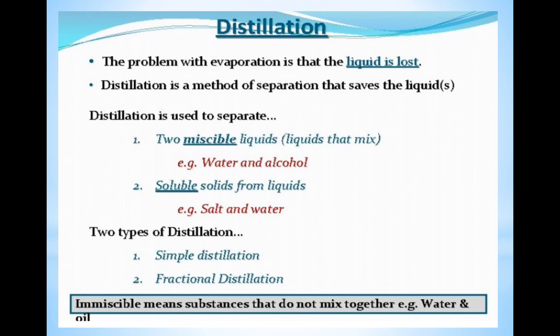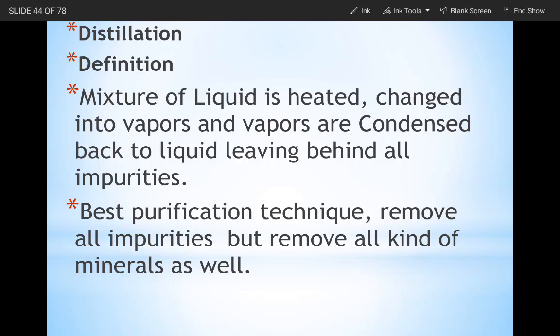Now, distillation is used to separate two miscible liquids like water and alcohol, and soluble solids from liquids like salt and water. There are two types of distillation, simple distillation and fractional distillation. We'll be discussing both. So what is the definition of distillation? A mixture of liquid is heated, changed into vapors, and the vapors are condensed back to liquid, leaving behind all impurities. It is the best purification technique, removing all impurities but also removing all kinds of minerals as well.